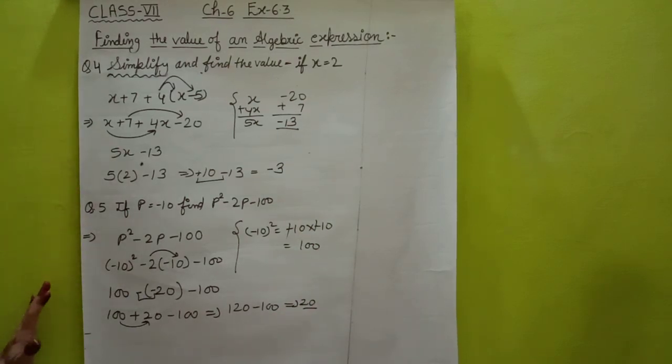So students, like this, the exercise is very simple. The last question, question number 6, you can try by yourself. Some of the questions we have done during the class and the rest you can try by yourself. Okay students, now finish your exercise 6.3 in your maths register. In our next class, we will start a new chapter, chapter number 7, linear equations. Okay students, have a nice day all and thank you.